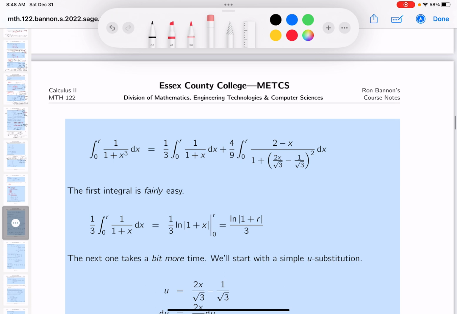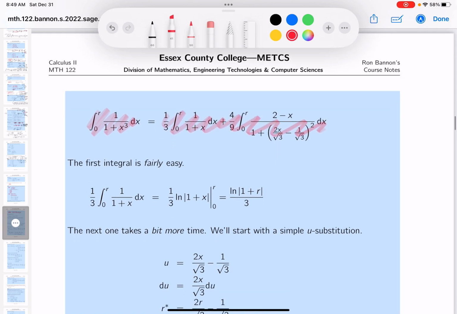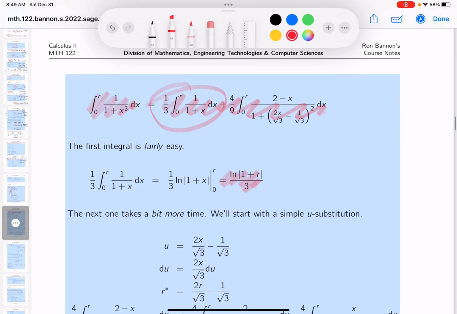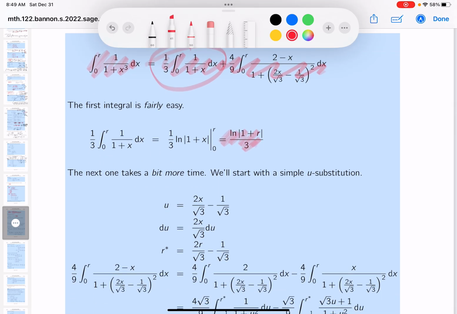But the bottom line is, you realize that the limits of integration are 0 to r. You write them down. That's all I did. Now certainly, the first integral is super easy. This one's super easy to put down. You could do that, and you should do that. But then that second integration, a bit more time and effort.